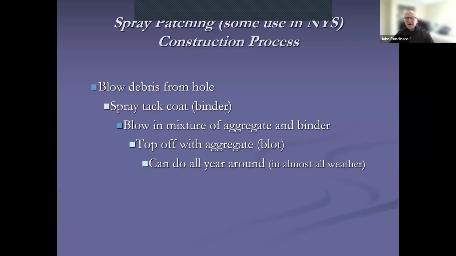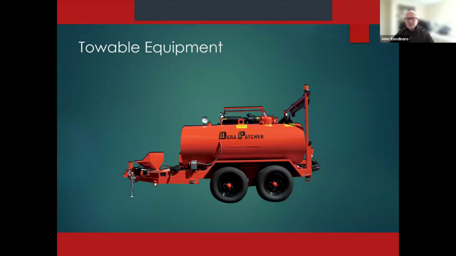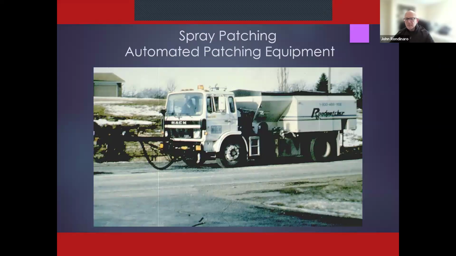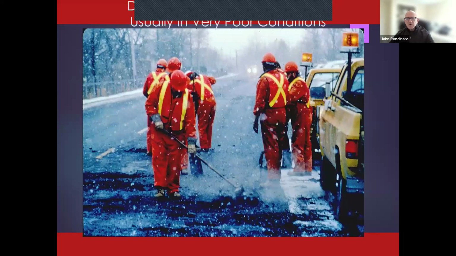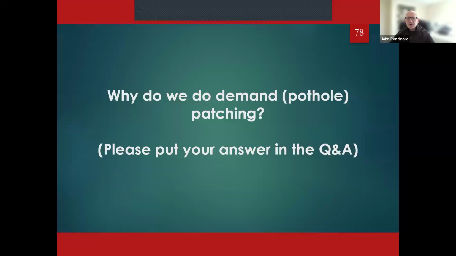In terms of spray patching, a little bit of use in New York State, not a whole lot. What's nice about it is it's an all-in-one operation, and you've got a couple different types of equipment. You've got some towable equipment, and some automated patching equipment, self-contained units. But again, we're not seeing a whole lot of it in New York State. Demand patching, our temporary patching, that's our bread and butter. And because it's our bread and butter, we're usually doing it in very poor conditions.